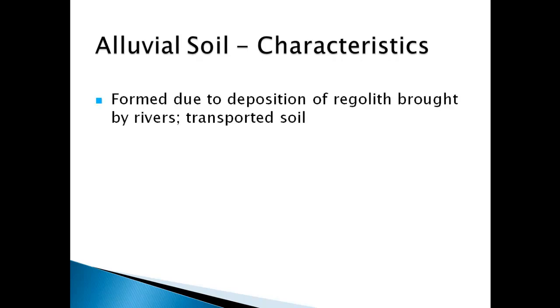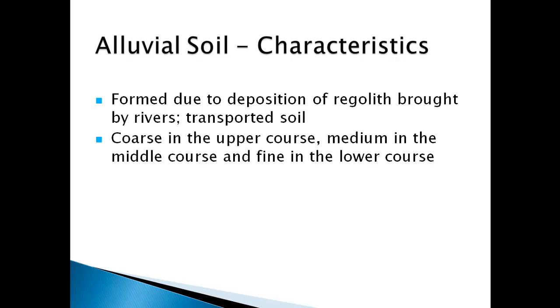Now we'll see some more characteristic features of alluvial soil. It is formed due to the deposition of regolith brought by the rivers. It is also called transported soil because it is carried by the rivers from the higher reaches or the mountains and is deposited on the plains. Now we'll classify the alluvial soil on the basis of their sediment size. Now we'll see a cross-section view of the river profile.